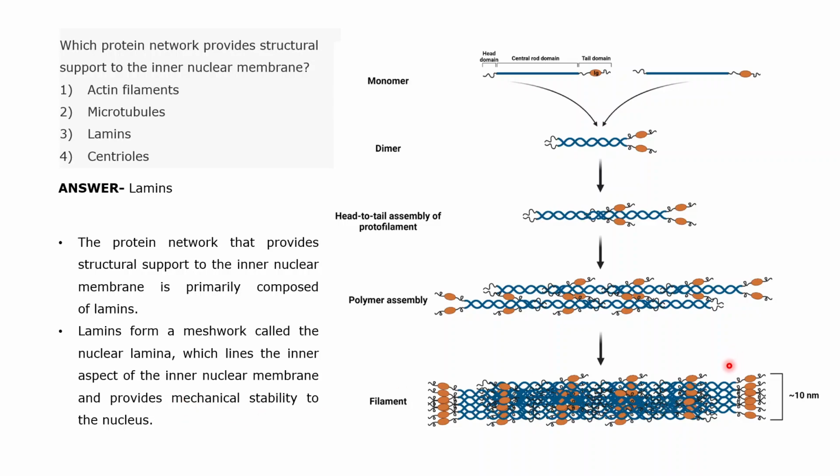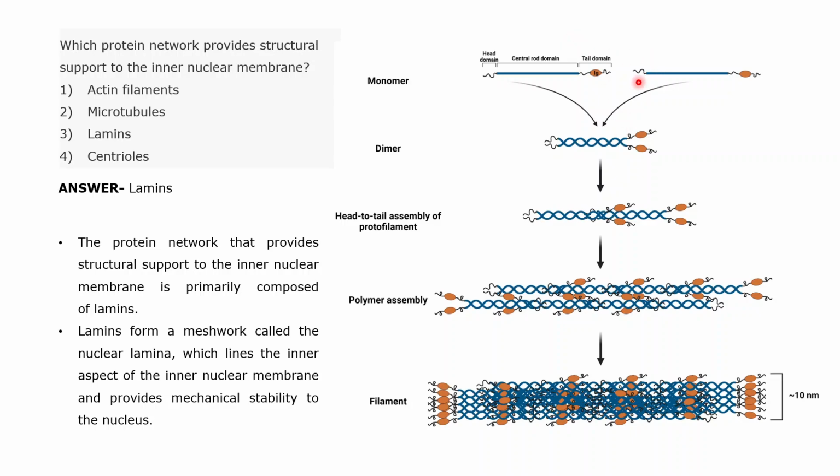So in between them, because of the formation of this meshwork-like structure, it forms a barrier for the entry of substances in and out of the nucleus. Only in the presence of nuclear pore complexes, which are present within this lamina, can substances move in and out. So this is the basic structure of the lamina.